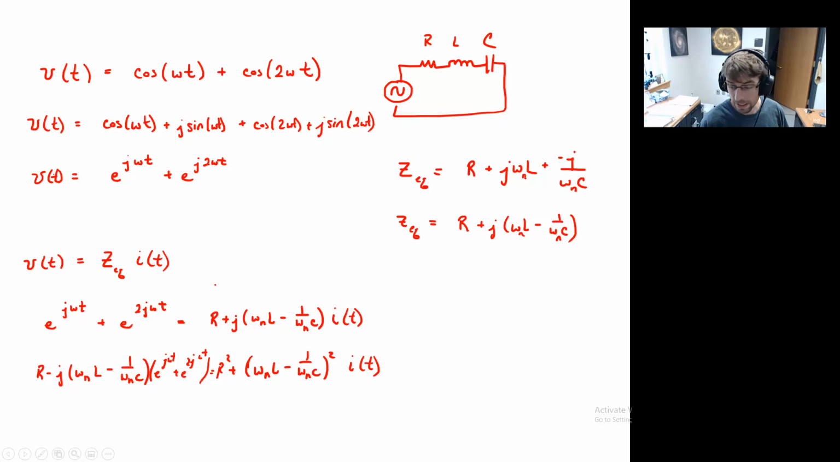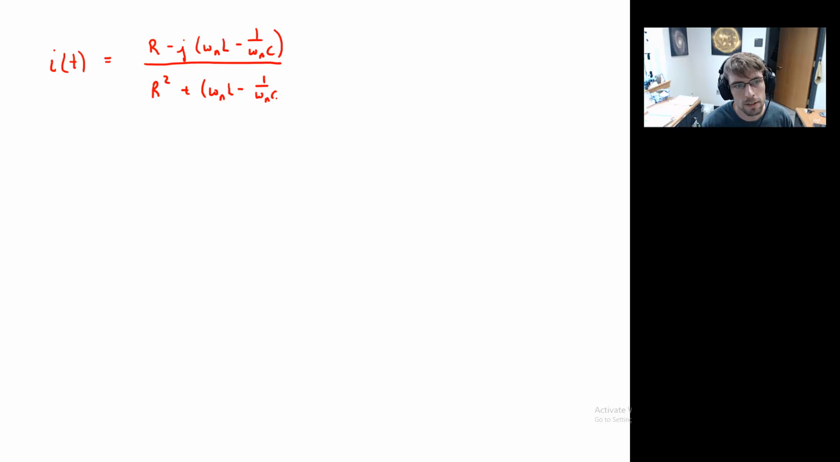And so what do we have at the end of the day? Go ahead and go to a new page. We have that the current as a function of time is equal to R minus j omega n L minus 1 over omega n C, divided by the quantity R squared plus omega n L minus 1 over omega n C squared, times e to the j omega t plus e to the 2j omega t.